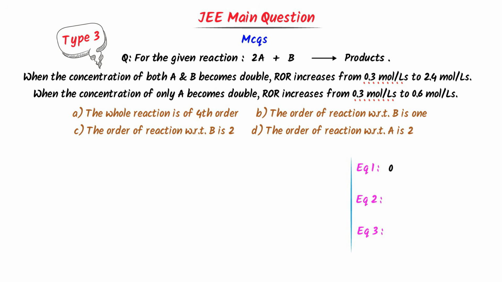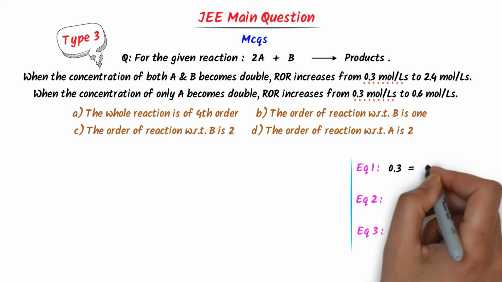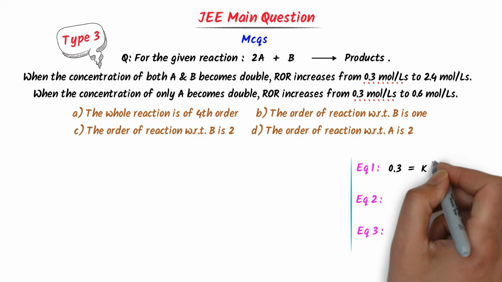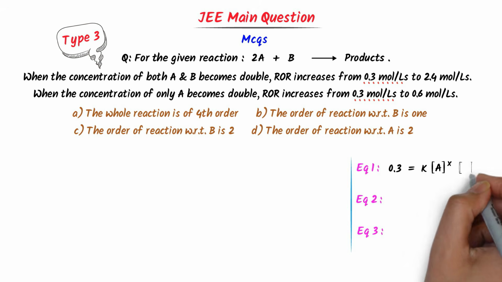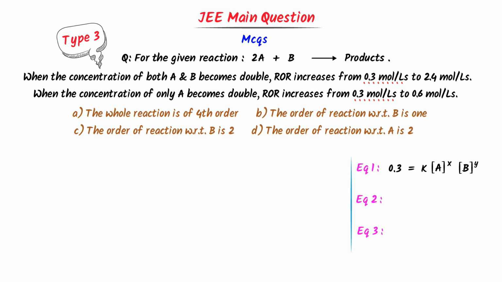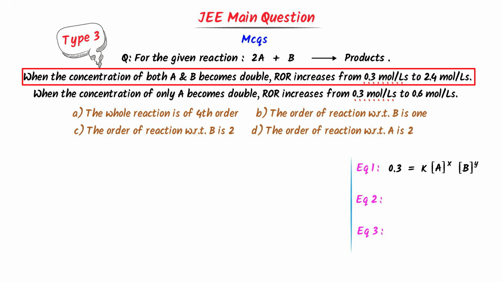I write 0.3 is equal to K and to concentration of A raised to the power X and to concentration of B raised to the power Y. Secondly, according to the given statement, when concentration of both A and B becomes double, rate increases from 0.3 to 2.4.